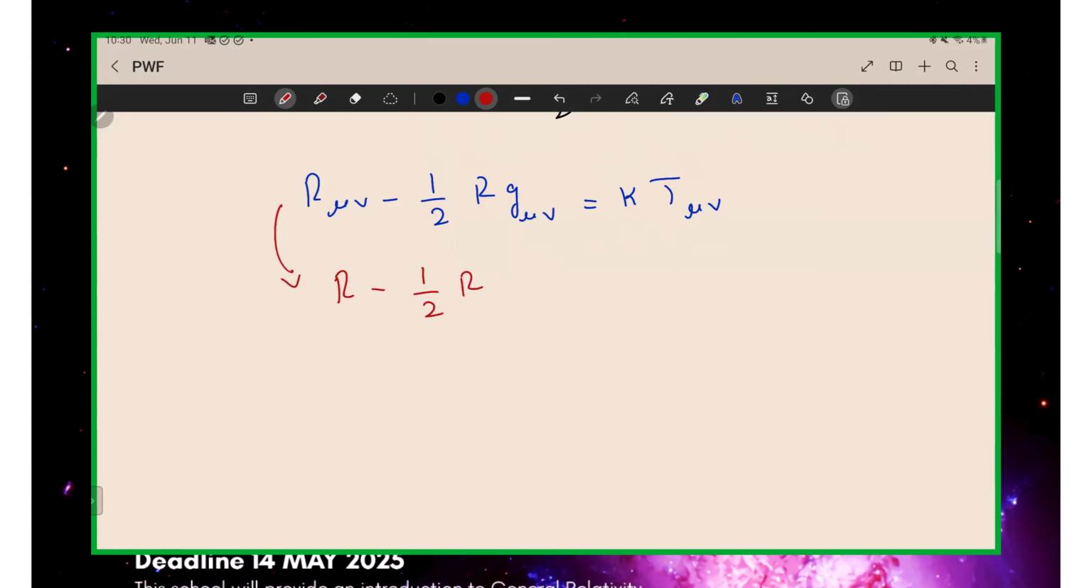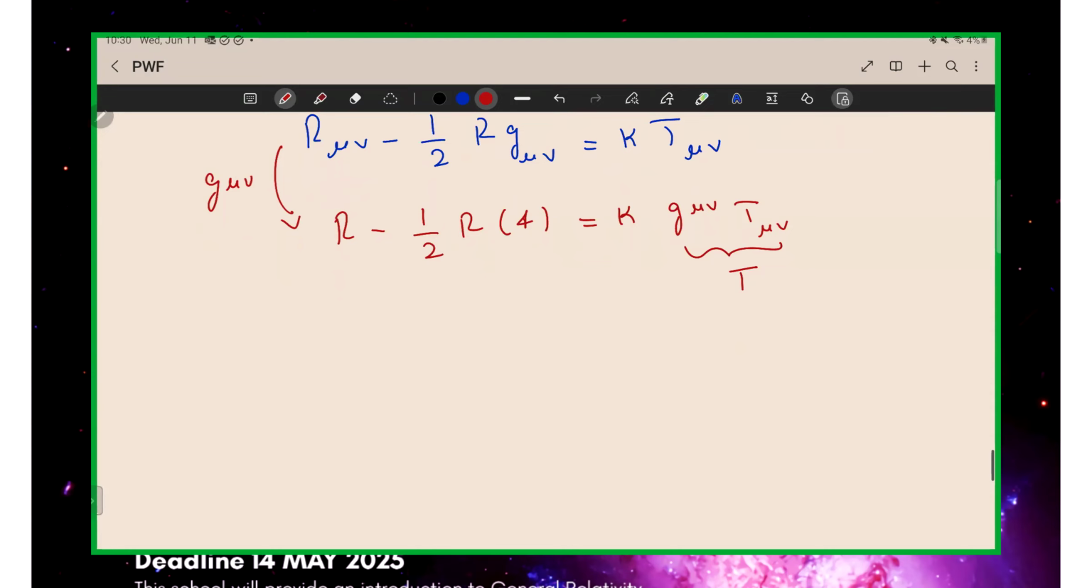contract with the metric tensor, you will get 4 equals kappa. And here you get g mu nu contracted with T mu nu. This is referred to as capital T, right? So this left side will become R minus 2R, but that's just minus R. So minus R equals kappa times T. That implies that R equals minus kappa times T.